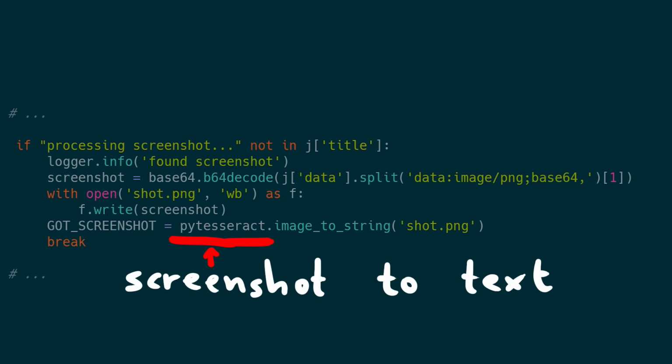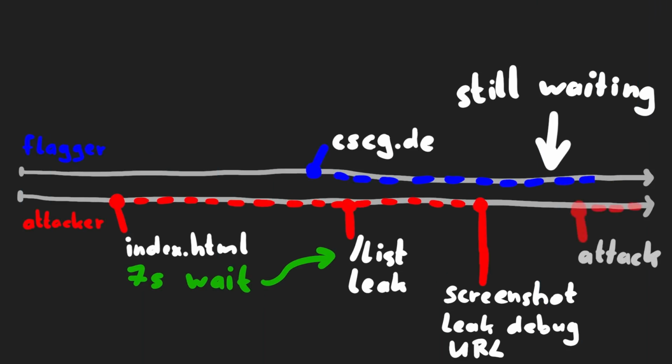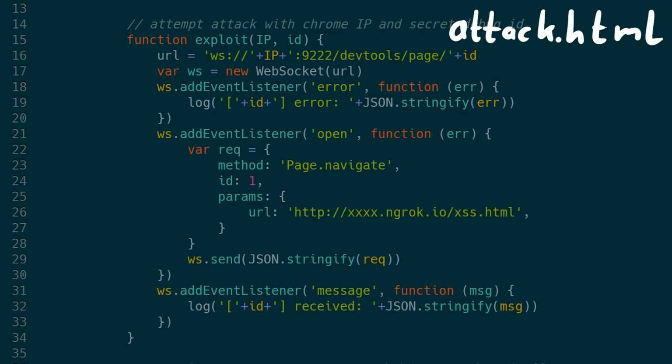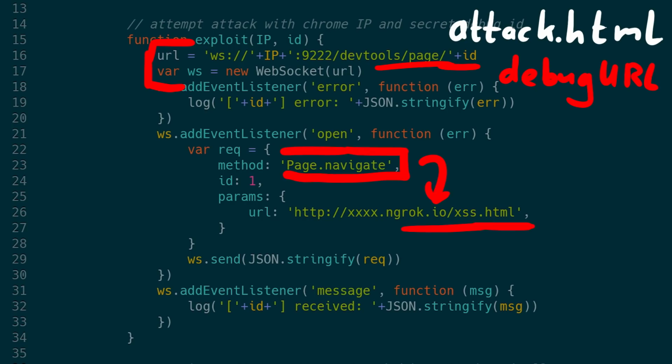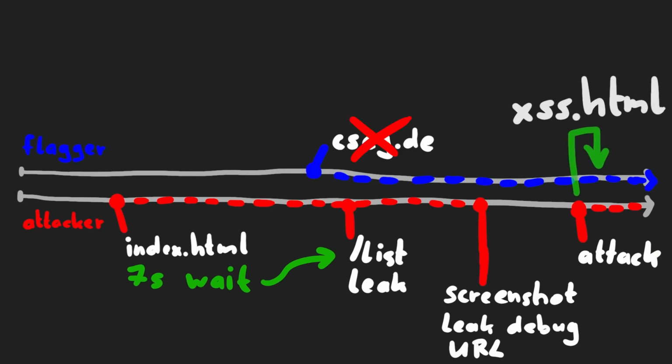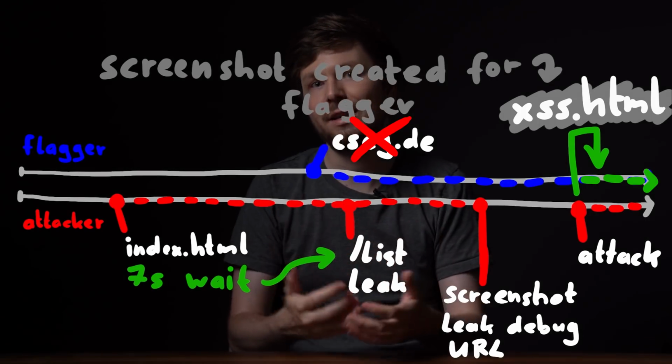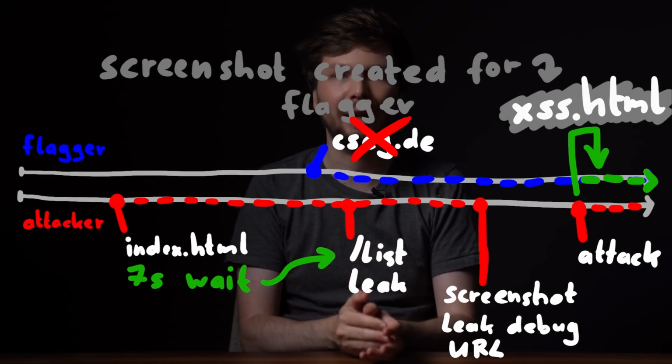And once we get the secret debug URL, we can now launch our actual attack. We request another screenshot with our attack.html page, and this now creates a new WebSocket connecting to the debug URL and executes a page.navigate. So we force the browser to navigate to this XSS page. Now this page does not show CSCG anymore, which means after the 10 seconds are over for the Flagger screenshot request, the screenshot is created of the XSS HTML page. And we successfully got a XSS into the nodes of Flagger.